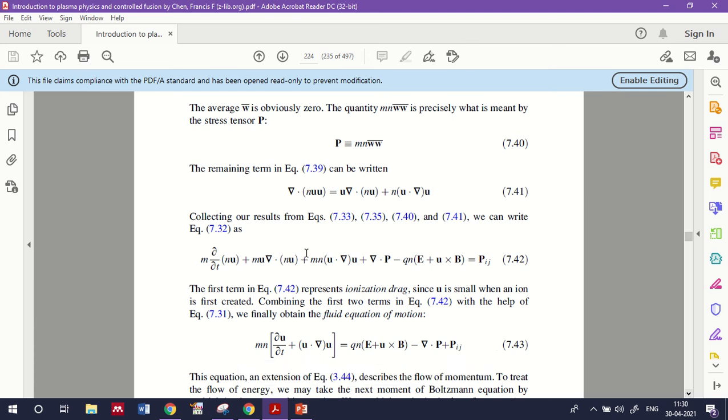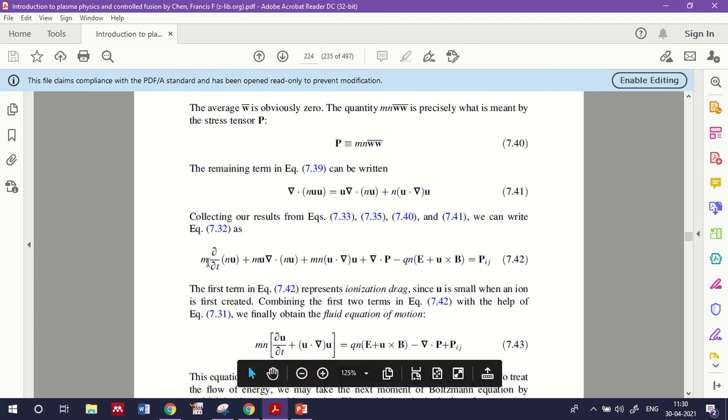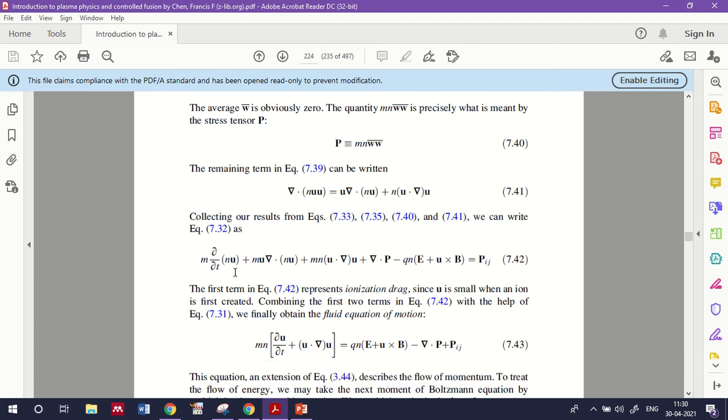So the first term in the equation is m ∂u/∂t ν, which represents the ionization drag, called the ionization drag term, because when an ion is created, the velocity will be comparably small. So this equation we call the ionization drag.